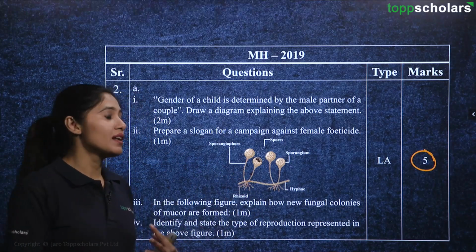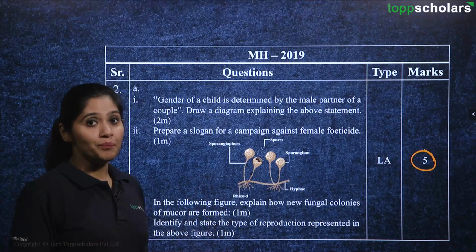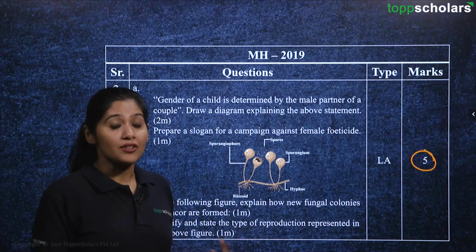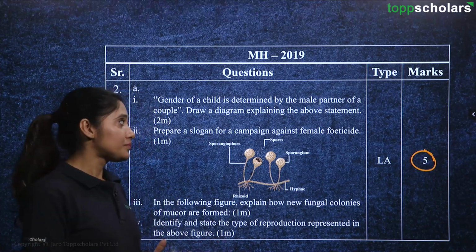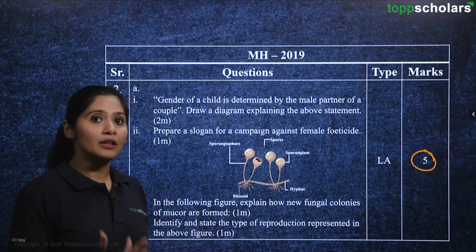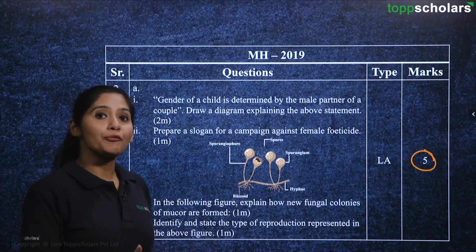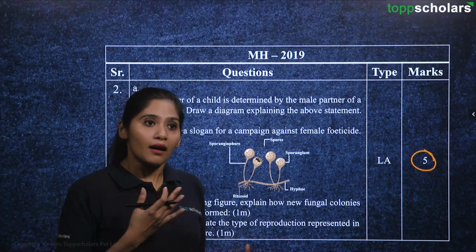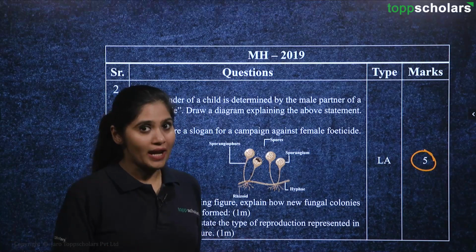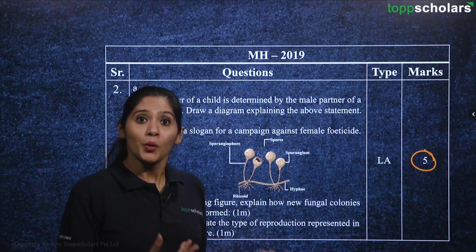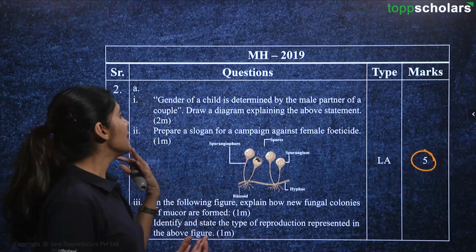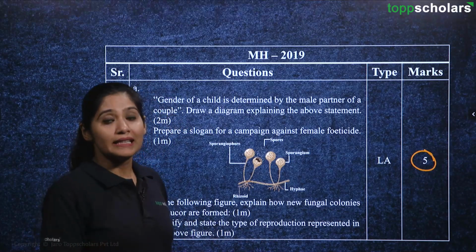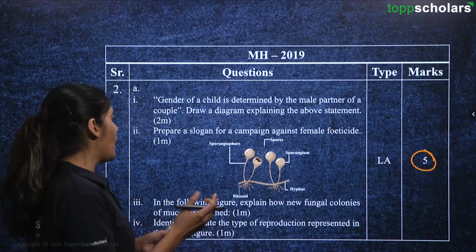So this has been a very grave problem, especially in our country and many other developing countries, where they feel that a female child is a burden to them. What does feticide mean? They try to kill the female child, right, before she is born. So what is a slogan that you can think of to campaign against this injustice that you have to write?